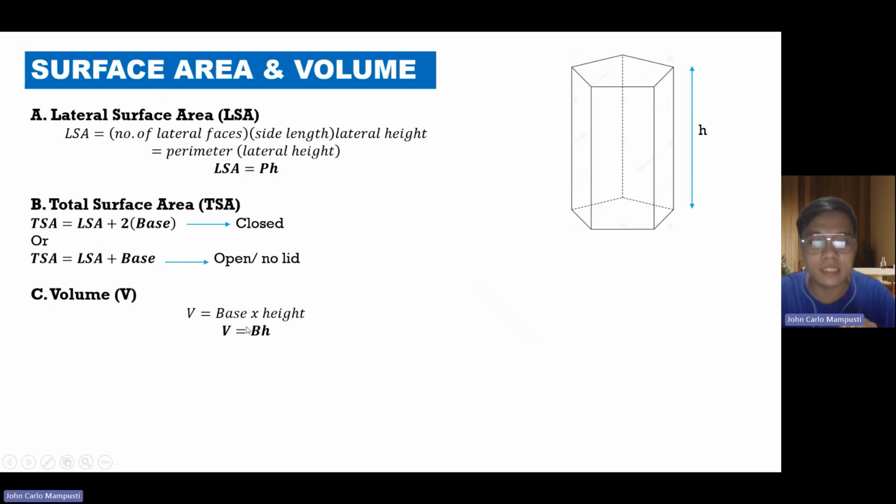For letter C, we have volume. So, volume, as you can see, is equal to base times height. Yung base na gagamitin natin, yung edge? Hindi po, no? Yung base is actually area ng base. Area ng base times height. So, i-take note lang natin dito, baka malito kayo. This is the area. Area ng base times height. Okay?